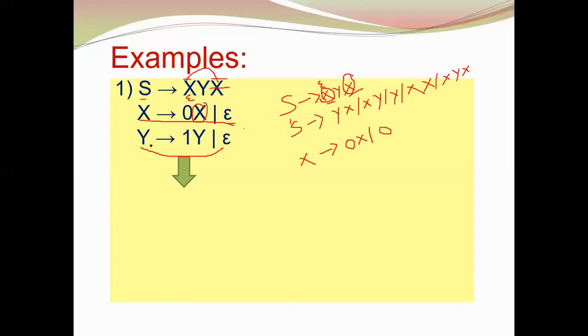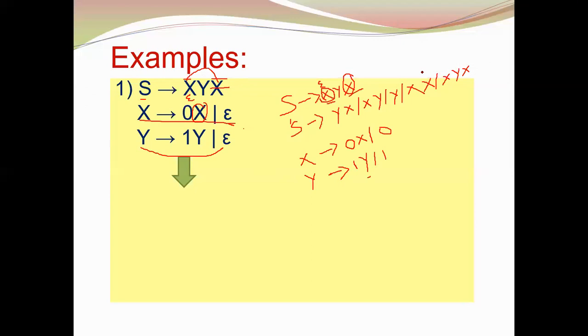And for this, Y tends to 1Y, I have to write the same production again. Y tends to 1Y. Again here I can substitute Y tends to epsilon, right? So what is the value? 1. This is my production. After removing epsilon, my grammar is like this.